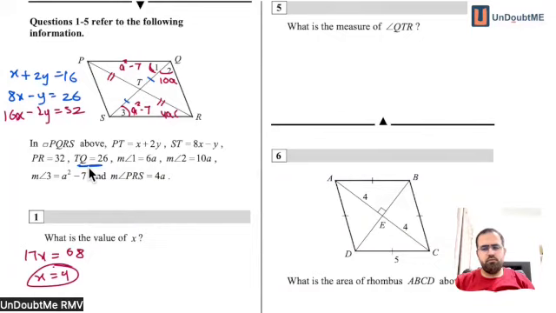Sir, can you repeat what you did for number 3? Alternate interior angles. Okay. And what's number 4 again? Like the question? QRS? QRS, we need to find this whole thing.